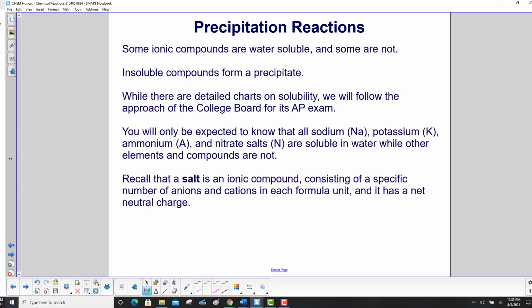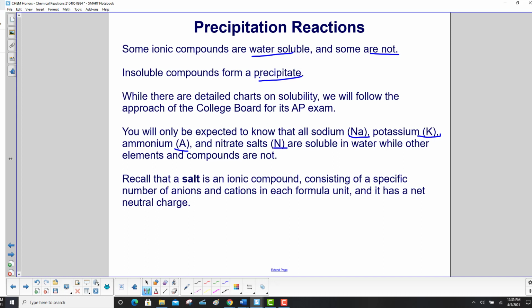Some ionic compounds are water-soluble and some are not. Insoluble compounds form a precipitate. There are detailed charts on solubility, but we'll follow the approach of the College Board for its AP exam. You will only be expected to know that all sodium, potassium, ammonium, and nitrate salts are soluble in water, while other elements and compounds are not.